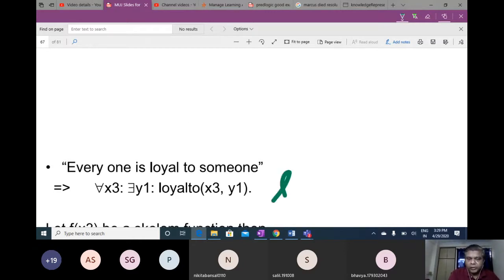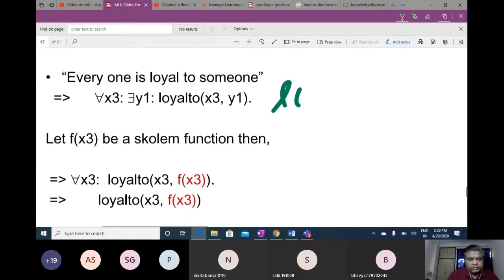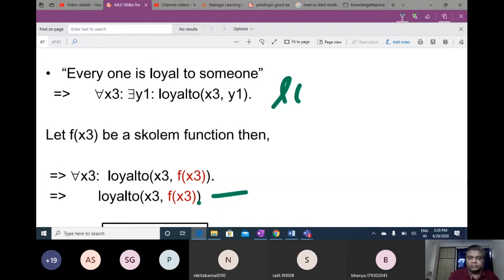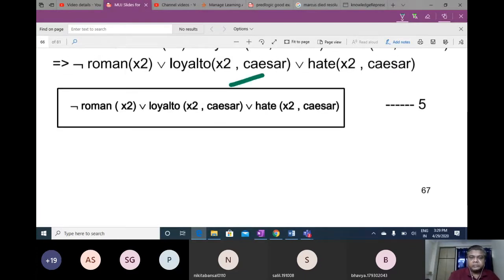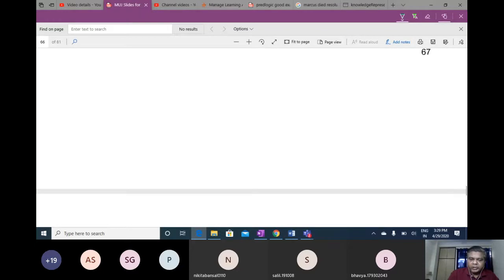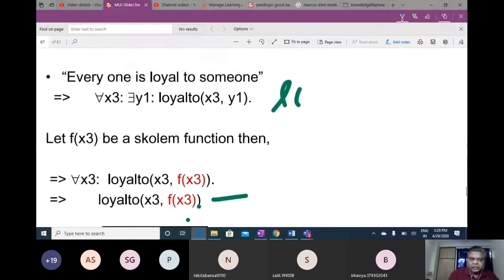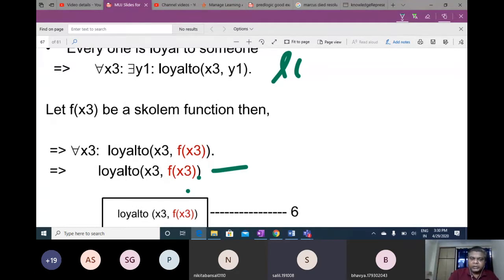This will be written below it: loyal to x3, f x3. Now if we need to match this loyal to with some other loyal to, in this case, we took one statement in the logic, one statement in the resolution, and another statement is loyal to x2 Caesar. So if we are doing that matching, we will try to match loyal to x2 Caesar with loyal to x3 fx3.